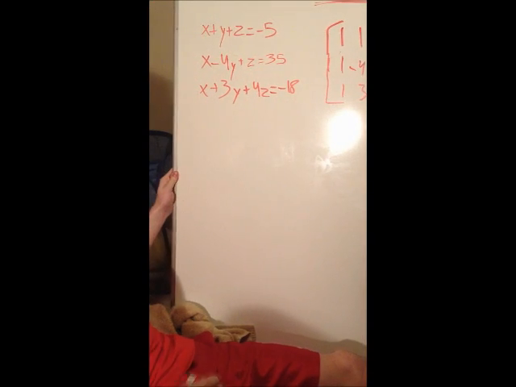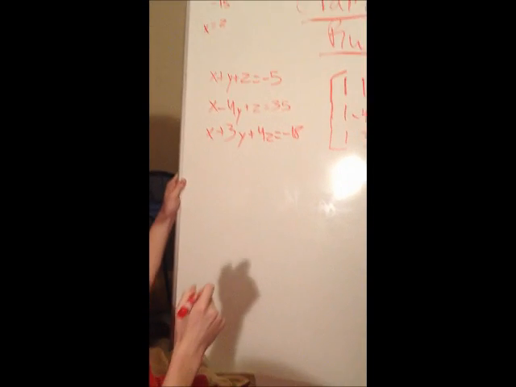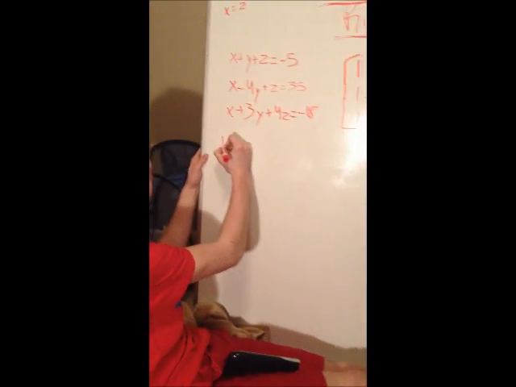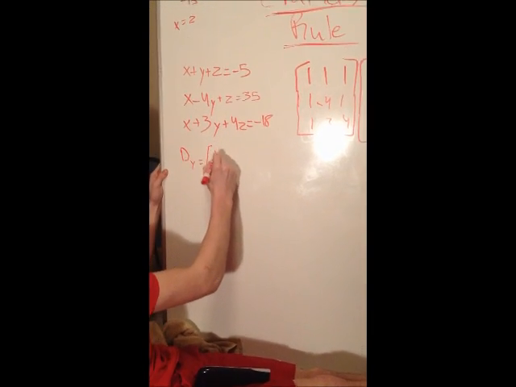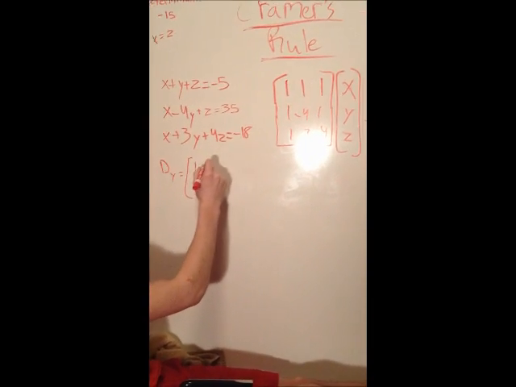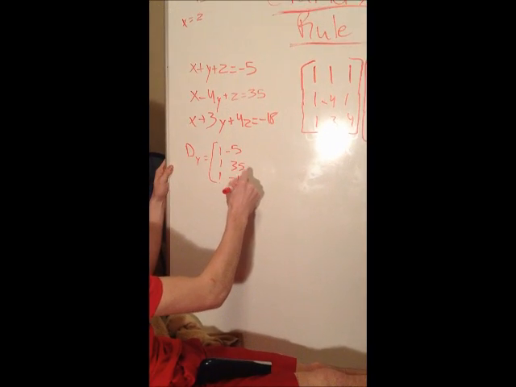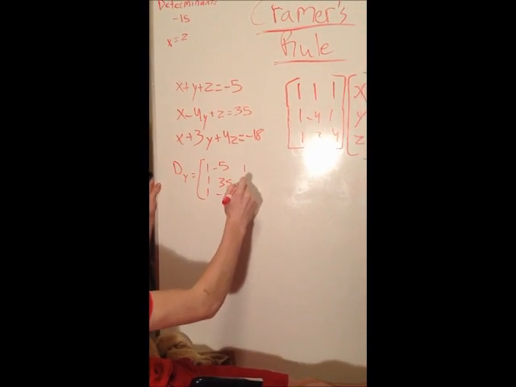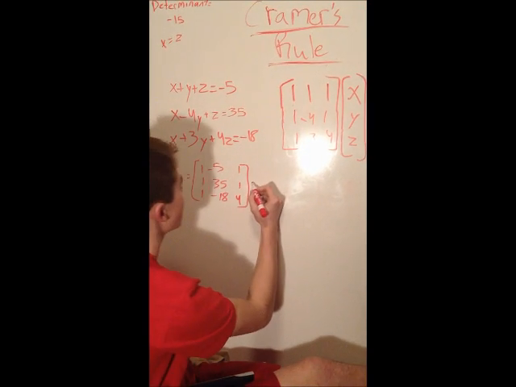So, now that we have found x, which equals 2, we can find y. So we're going to do the same method. We're going to get D of y, which is going to equal, the x column is going to be the same, 1, 1, 1. Then we're going to plug in the answers for the y row, which is the second row. And then the third row for z is going to stay the same. So we're going to find the determinant of this.